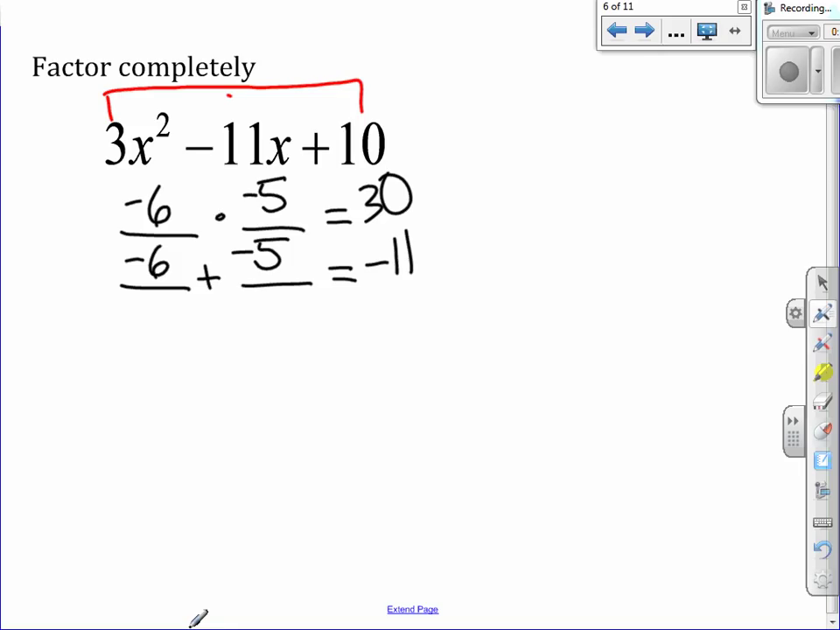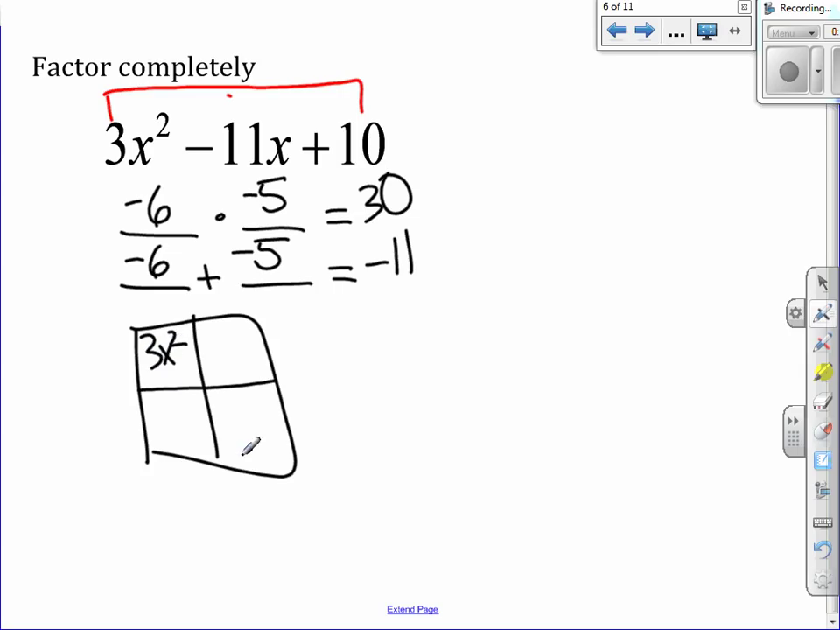Now what time is it? You got it. You're so good. It's table time. Let's do our little table and start filling our table in. What's going to go in the first box? First box, upper left, 3x squared, right? Bottom right-hand box, 10. Along the diagonal, I'm going to drop these two numbers in. -6x, -5x, the placement doesn't matter. -5x could have gone up here where the -6x is, and the -6x could have gone down there where the -5x is. Doesn't matter.